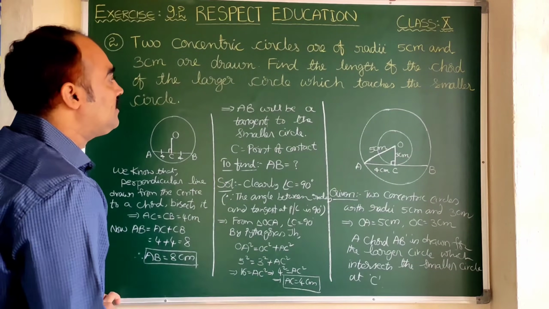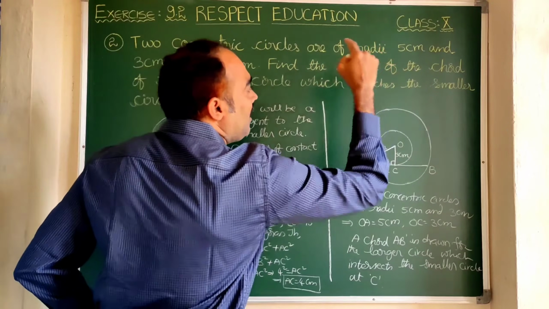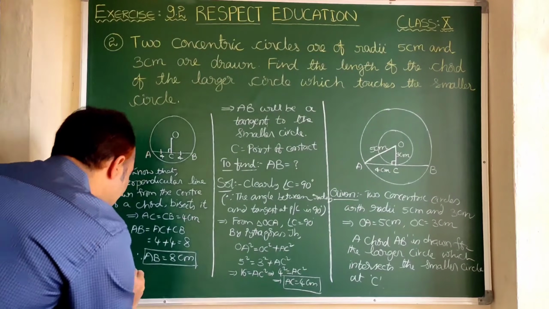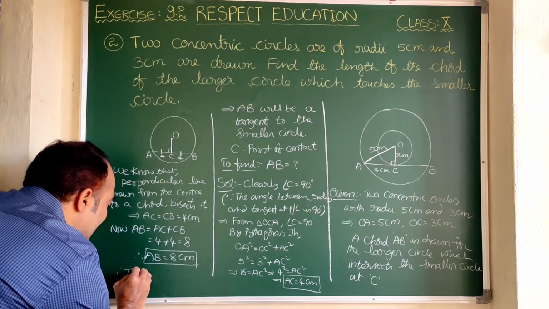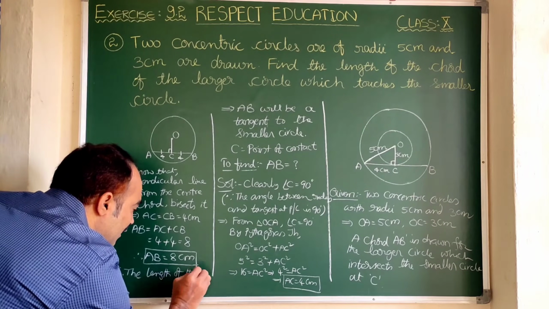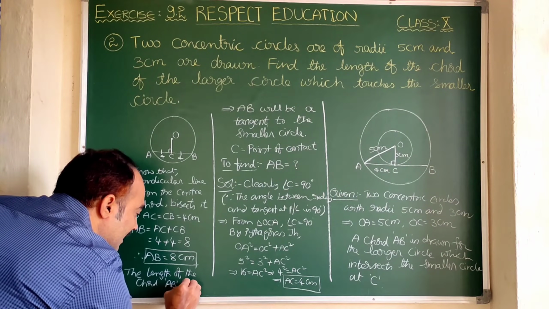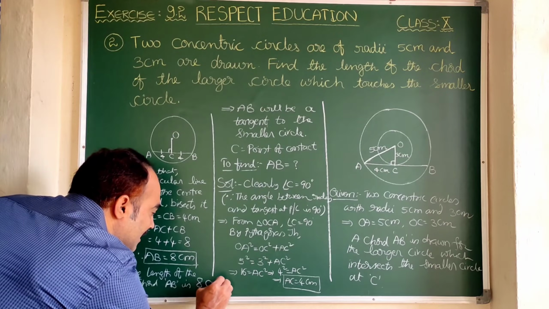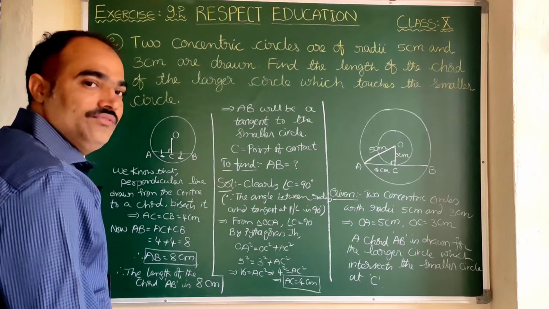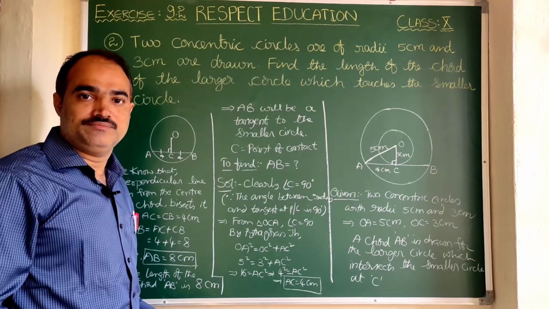Let us see the question once again. Here you see what to find. Find the length of the chord. So you can write here that therefore the length of the chord, that is AB, is 8 centimeter, is the final answer. With this, problem 2 gets completed.